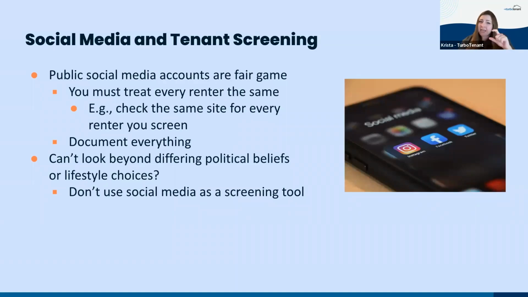And here, I mean, take a screenshot, file it away, and keep that as a reason why you denied my application. You're allowed to do that. It's a public profile. However, if you cannot look beyond someone's political beliefs or their lifestyle choices, you absolutely should not use social media as a screening tool. It's just not a good idea. You're going to get into trouble, so don't do it. Do not do it.